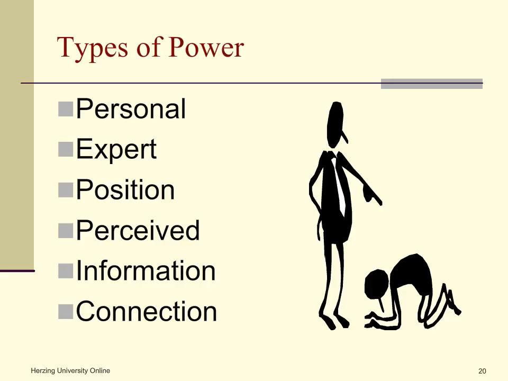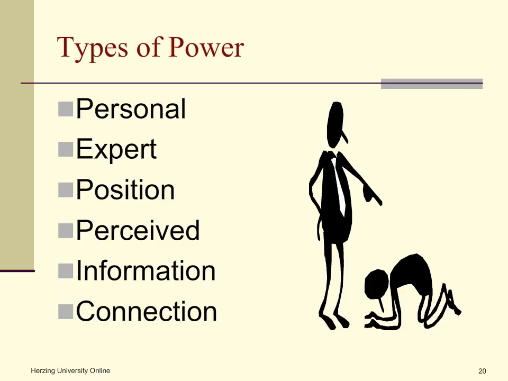Position power is based on one's position in the organization. Unit managers have more power than regular staff nurses, so it is a formal power. Perceived power is based on how others view the person. People may view their unit manager as powerful because she or he is very efficient and skillful.